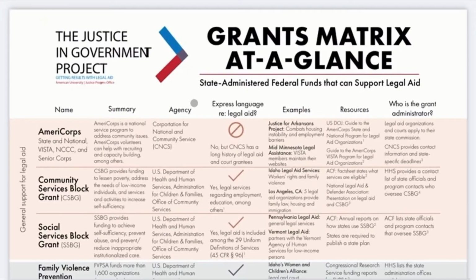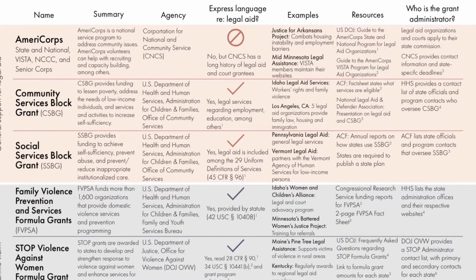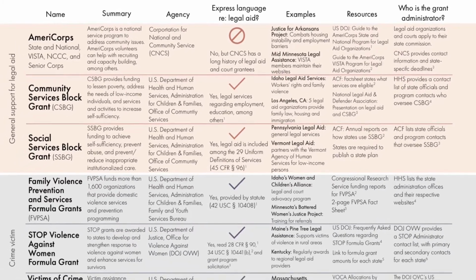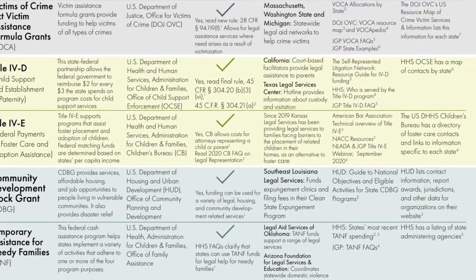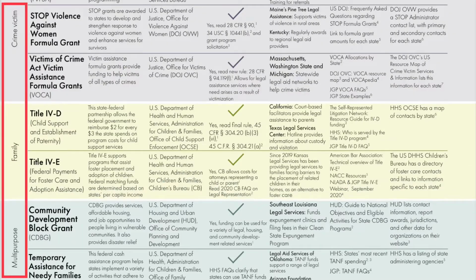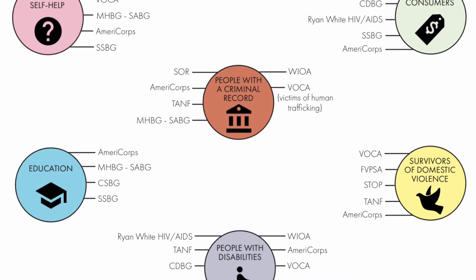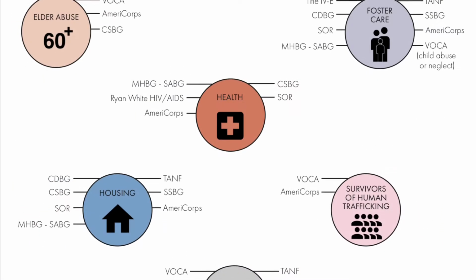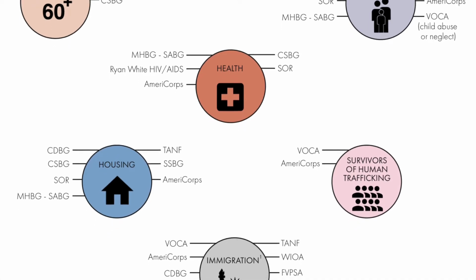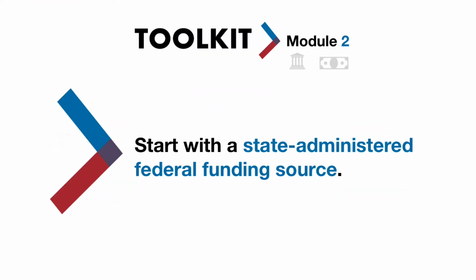To target grants by issue area or demographic, check out our Grants Matrix at a Glance, which provides a brief overview of the matrix organized by issue area along the left side of the page. We also created a Funding by Issue cheat sheet, which provides a bird's-eye view of state-administered federal funding sources by issue area. To navigate the Grants Matrix, start with a state-administered federal funding source.